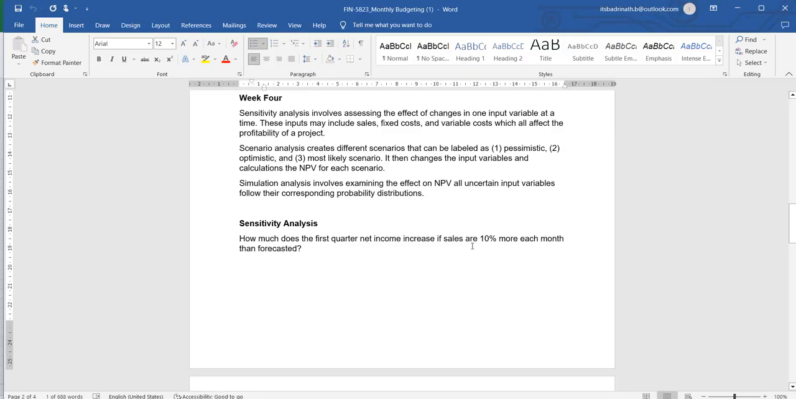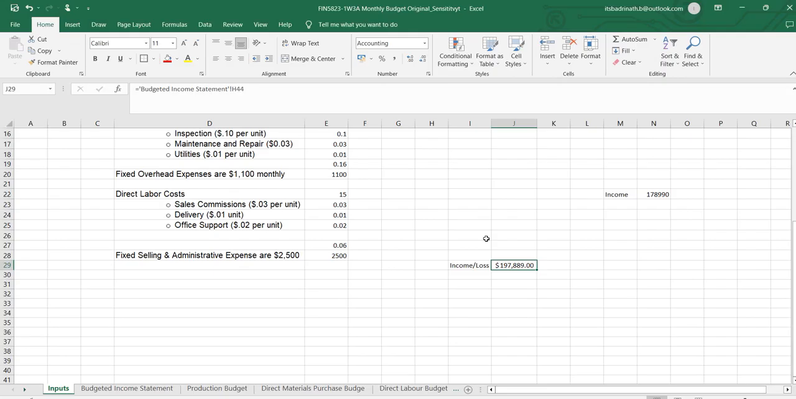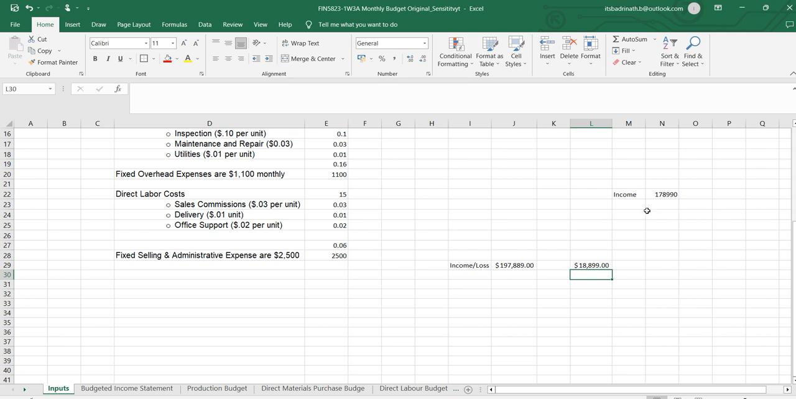Okay, so what is the question asked here? How much does the first quarter net income increase if the sales are 10% increase? So maybe we subtract these two, it is equal to 198 minus this. If we take the percentage, it is equal to this divided by this. Okay, just simply follow and see, you will understand.